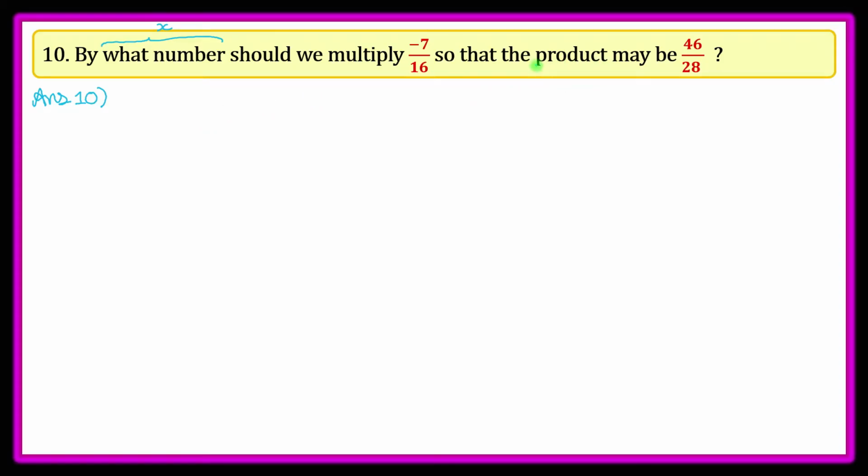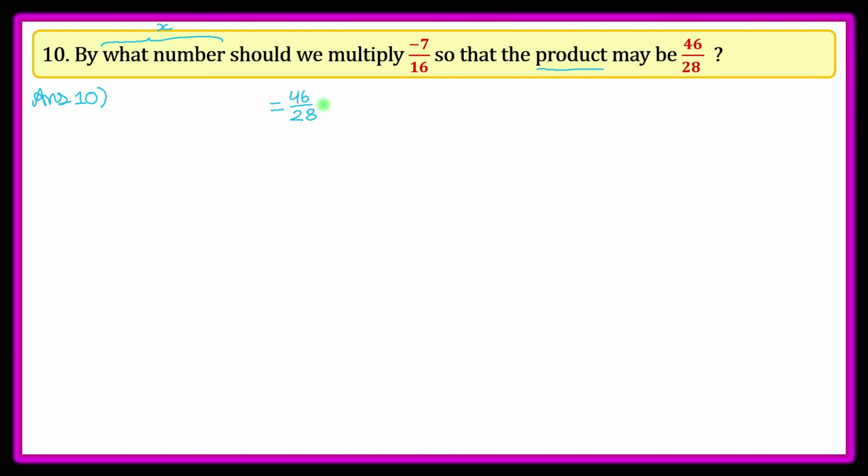As the product is 46 upon 28, the product or the result will always be on the right hand side. This is a fact. So 46 upon 28 would always be alone, and most commonly we put it on the right hand side only. Don't put the variable with the product.